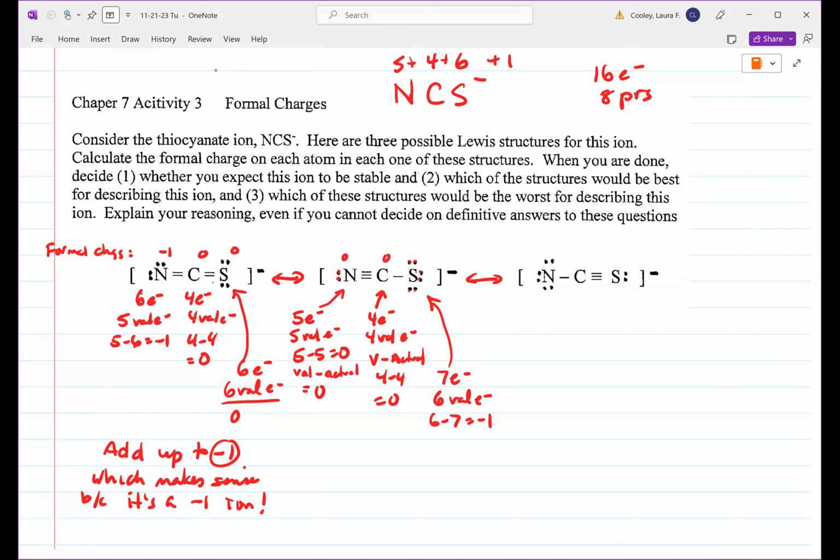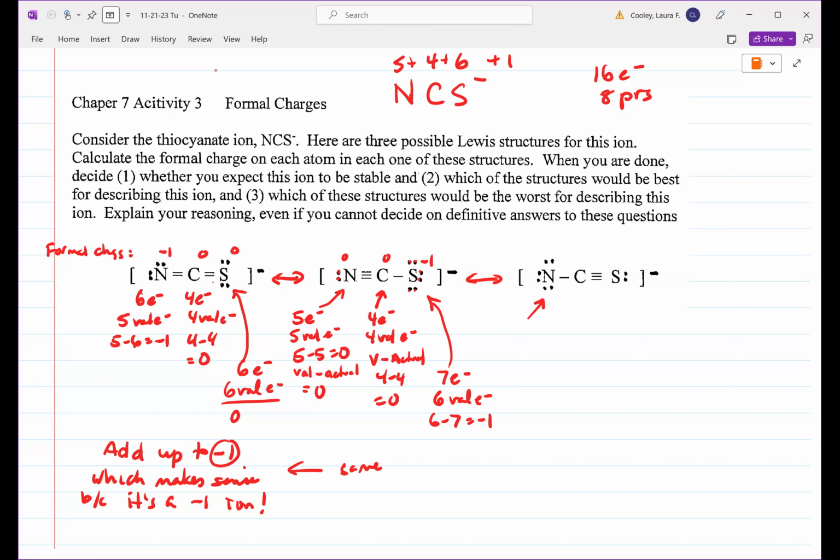6 minus 7 is -1. Okay, and notice the formal charges add up to -1, which they should. That's no surprise. It's no great revelation. Okay, now over here, let's do this one, because this one is a little crazier.